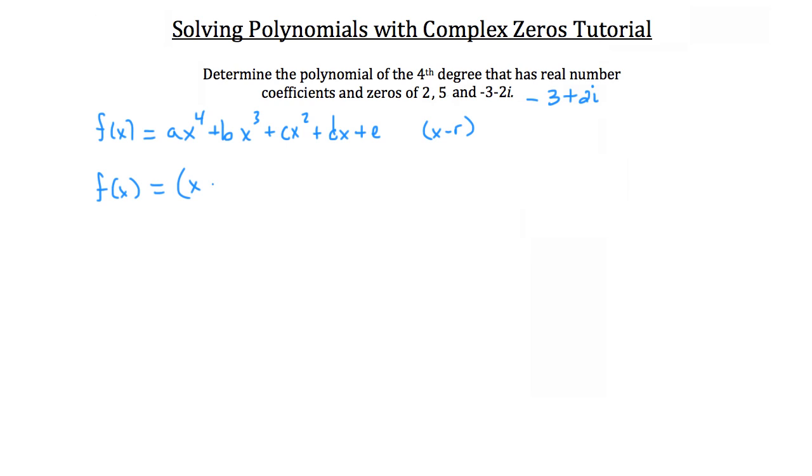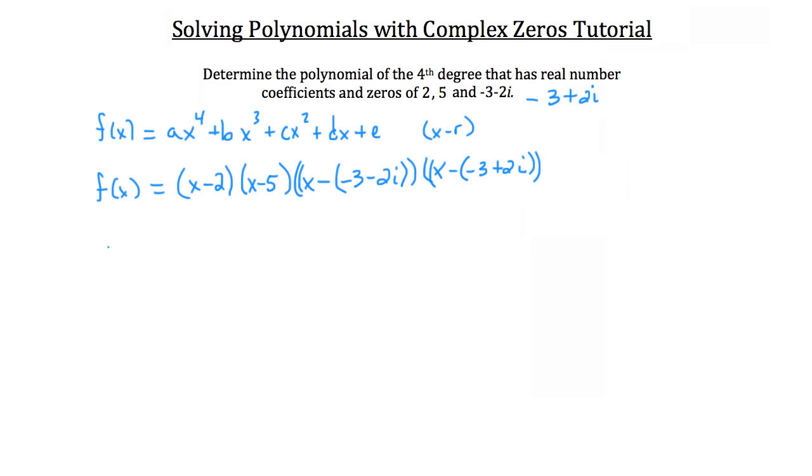X minus our first root, which is 2. X minus our second root, which is 5. X minus our third root, which is negative 3 minus 2i. And x minus our fourth root. And we're multiplying all 4 of these terms together to get our 4th degree polynomial. Let's begin by foiling these 2 terms together on the left.